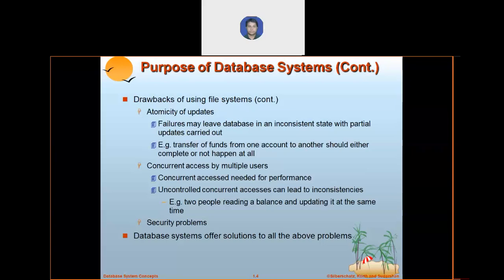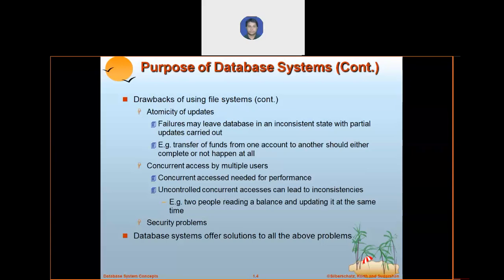Suppose we are applying some change or some transaction over our database, and if it's not done completely, then at some instant of time it must leave your data in an inconsistent fashion. Suppose you are transferring some funds from one account to another account.